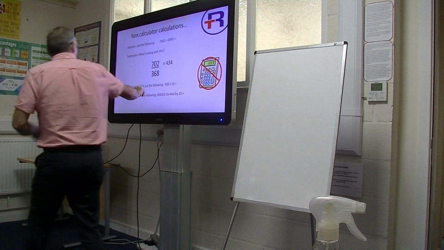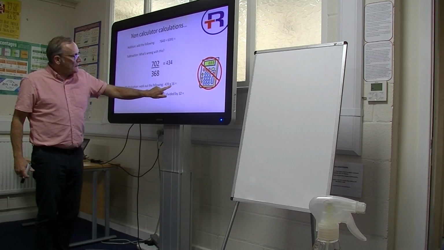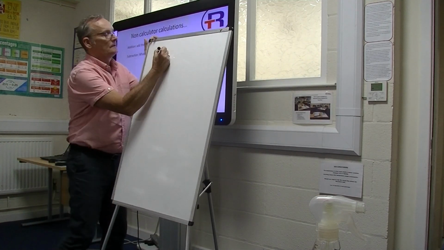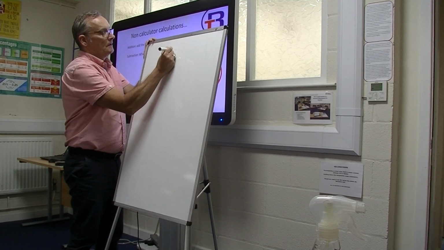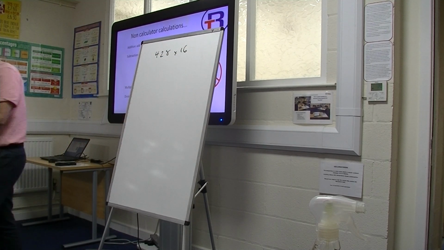So, we're going to do some multiplications to start with. We've got 428 times by 16. Four two eight times by 16. That's our sum. That's what we're going to look at.